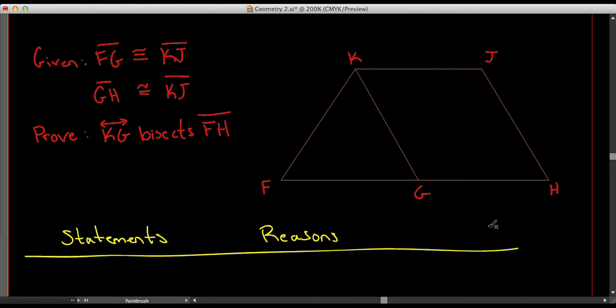Okay, so we can imagine a line KG that continues on into infinity in both directions, if we imagine some line here that continues on. So we're asked to see if this line bisects FH. Can we prove that? Well, let's see.